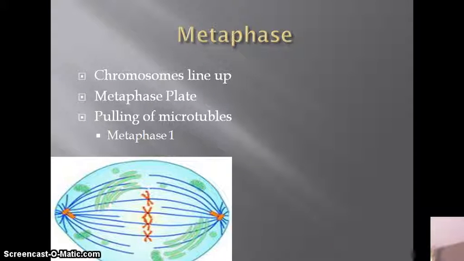So metaphase is interesting because the chromosomes line up in the middle, like this, along the metaphase plate, which isn't actually a plate, just kind of an imaginary line. And that's caused by the pulling of these microtubules. It's like a perfectly even tug of war. They move back and forth, but eventually they set in the middle.